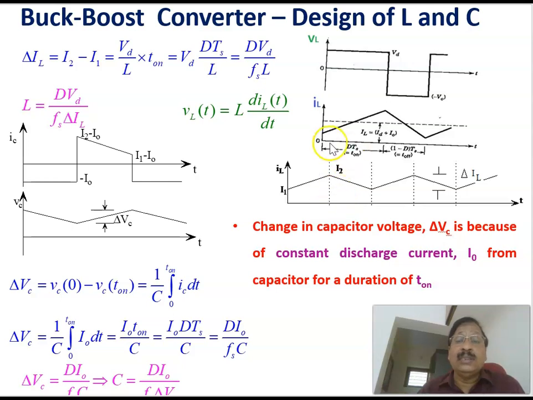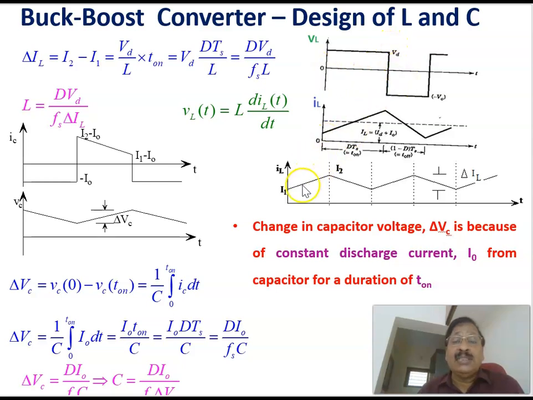Same thing is shown here. Current is changing from I1 to I2 when the switch is on, and when the switch is off, it comes back to I1 from I2. Therefore, the change in current is given by delta IL, which is equal to I2 minus I1. This change in current is because of the positive voltage VD through a period of Ton.